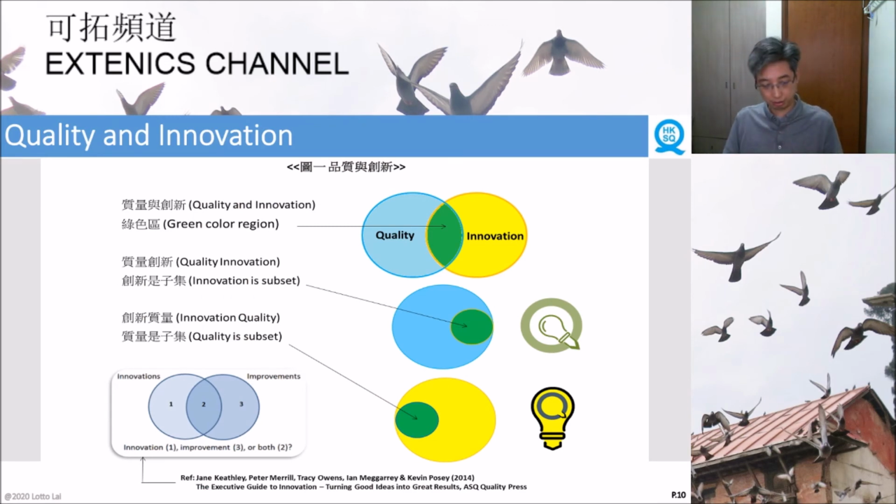Therefore, we're talking about quality and innovation. Their intersection is improvement. There are 2 elements very important in quality. First, continuous improvement. Second, customer satisfaction. So, in this relationship, many Chinese talk about quality innovation. What does it mean? Maybe quality is the domain, a set, and innovation is a subset. Another term, innovation quality, means innovation is the domain, a set, and quality is a subset.